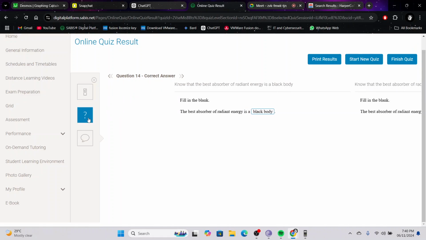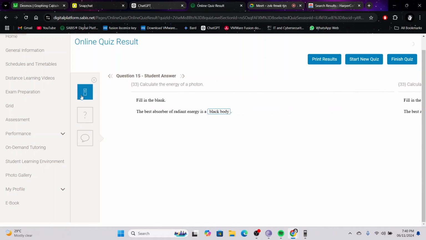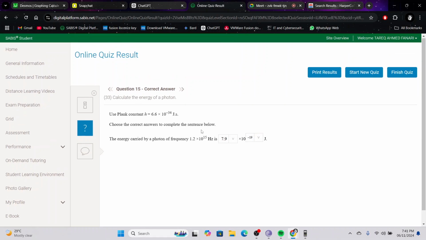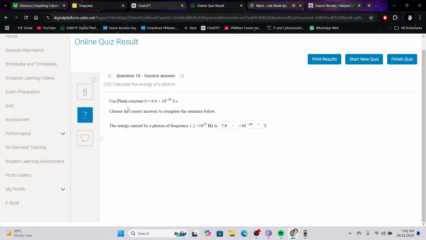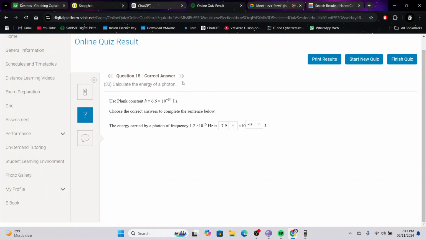Okay, question 14. The best absorber of radiant energy is a black body. This you have to know. Use Planck constant H equals 6.6 times 10 to the power of negative 34 joule seconds. Choose the correct answer for the energy carried by the photon. You apply E equals HF. So H is 6.6 times 10 to the power of negative 34, times the frequency, which is 1.2 times 10 to the power of 15, which gives us 7.92 times 10 to the power of negative 19, or 7.9 times 10 to the power of negative 19. Okay, question 16.